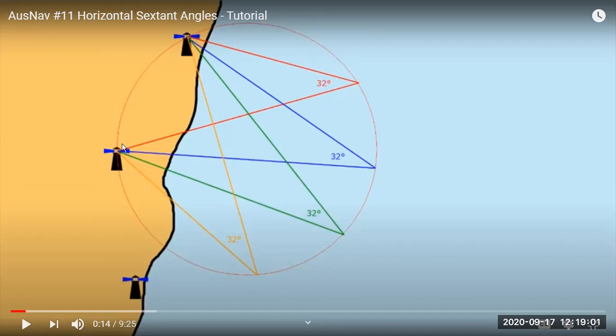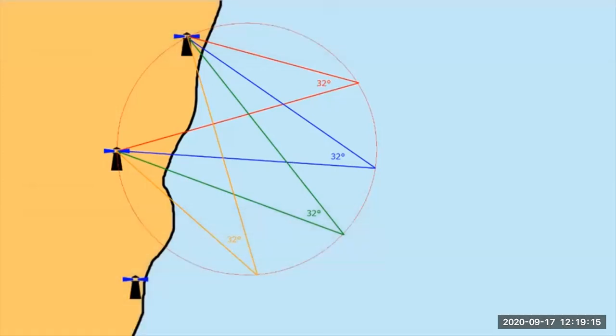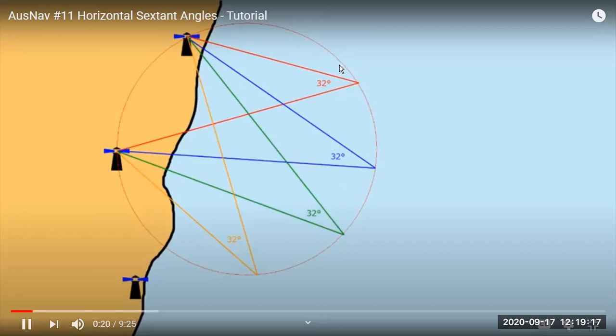And so we get a position circle if we have the angle between the two lighthouses. So let's see how we solve this with the horizontal sextant angle, and how we fix the position.